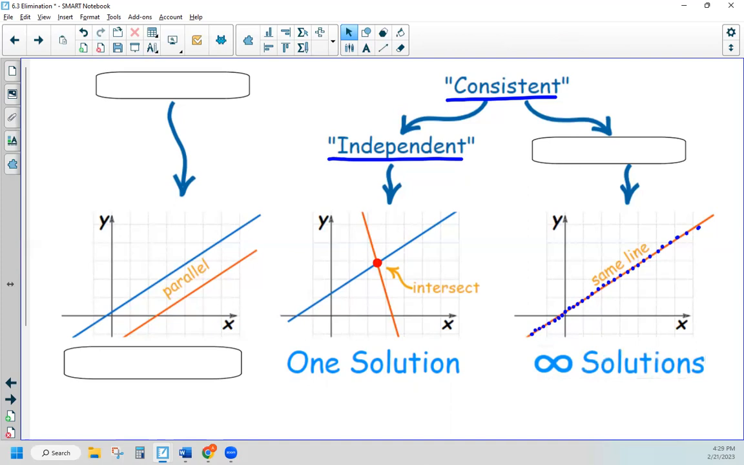Now, what do we call this? Well, we call this dependent. Think about it as one of the lines being dependent on the other because they both share the same thing. The answers for one line are the same answers for the other. All right. They're not independent and they don't got their own style.